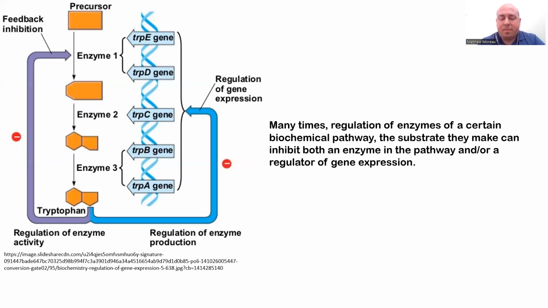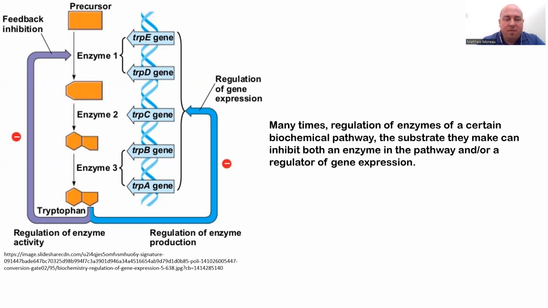Now, most end products, typically, if they are involved in a feedback loop, again, the vast majority of feedback loops exist as negative feedback loops, because again, you want to be able to control how much of something you're producing when you already have enough. So this is an example of the tryptophan biosynthetic pathway. Tryptophan requires 3 different enzymes to go from the precursor to actual functional tryptophan.